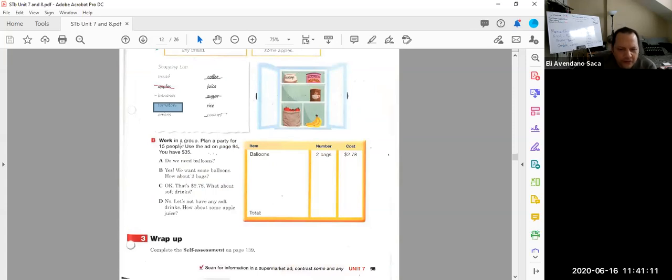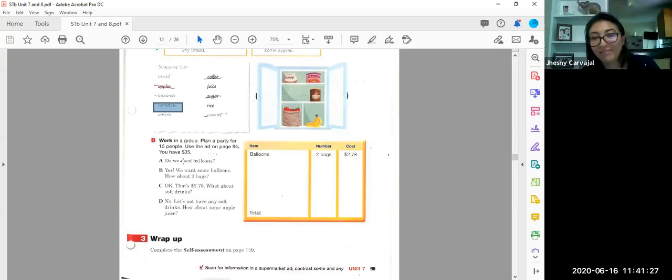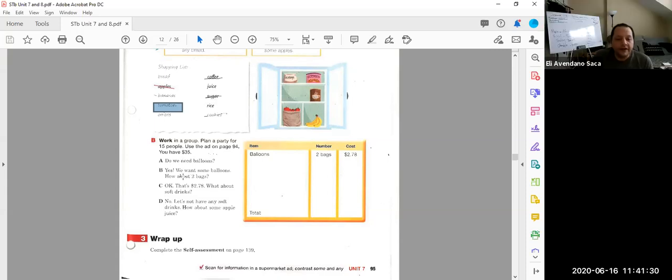So I want you to do this for tomorrow, okay? So you're planning a party for 15 people. Use the ad on page 94 and you have $35. So you're gonna make a list. With $35, that's your budget, okay? So tell me if you want to, do we need balloons, soft drinks, okay, apple juice. So I want you tomorrow to bring your budget.